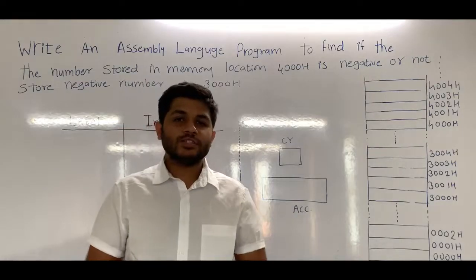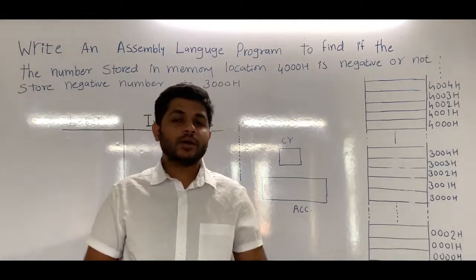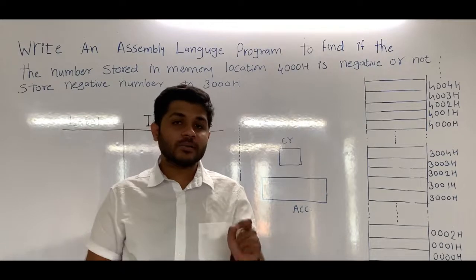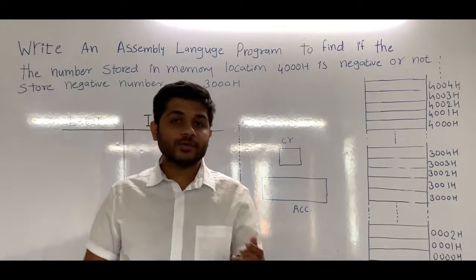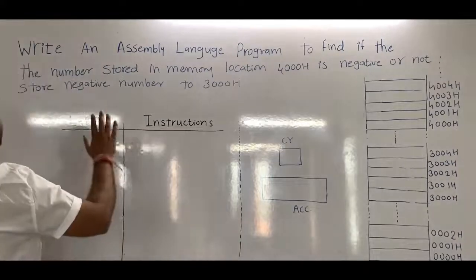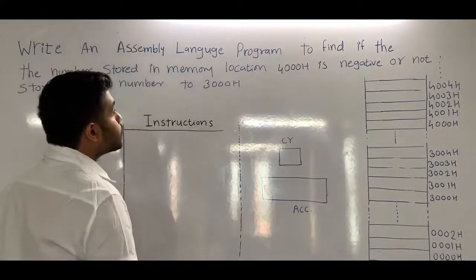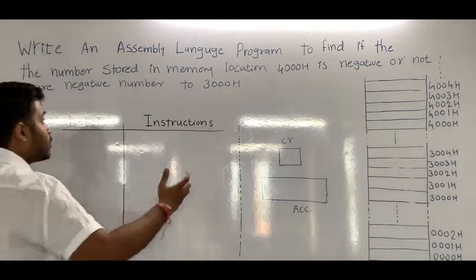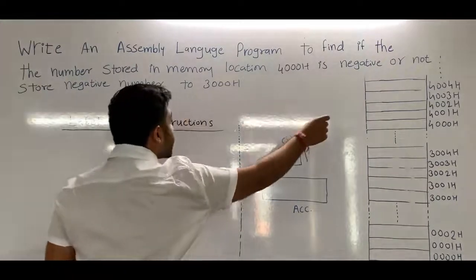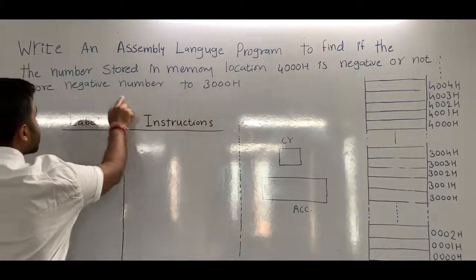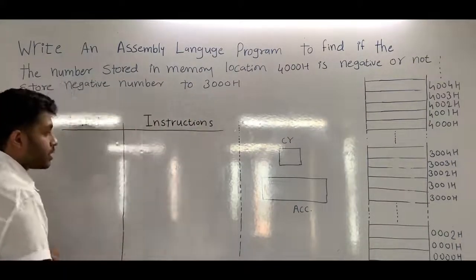So hi everyone, today we are going to see one assembly language program using which we are going to find whether the number is positive or negative. So let's see the question: write an assembly language program to find if the number stored in memory location 4000H is negative or not.